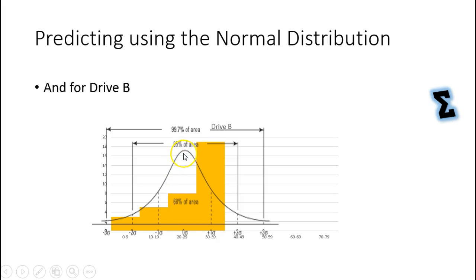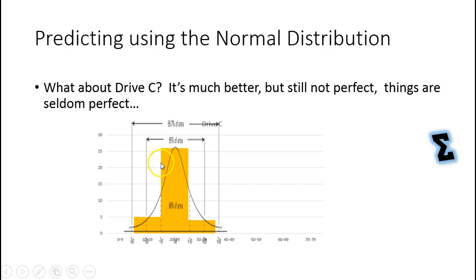For drive C, I pulled it in because the standard deviation was so much smaller. It's much, much better, but still, you know, it's not perfect. But it is a much better fit as far as, you know, being able to predict things. You would probably be pretty close here.